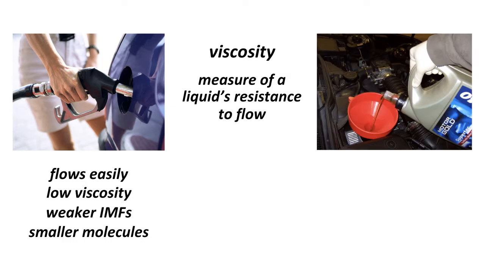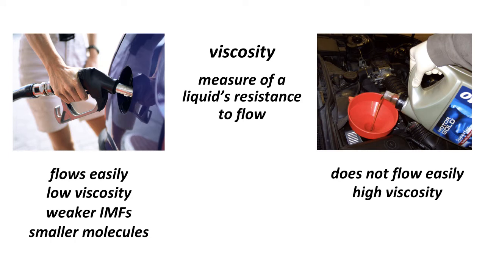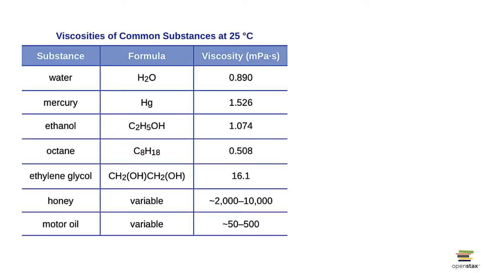Now, other substances, such as motor oil, do not flow as easily and are said to have a high viscosity. High viscosity liquids have stronger intermolecular forces and often are larger molecules, and these factors hinder the ability for molecules to move past each other, which results in a slower flowing liquid. Viscosities of different liquids can actually be measured, and they are measured in units of pressure times time. This table gives the viscosities of several common substances, and they're measured here in millipascal seconds.